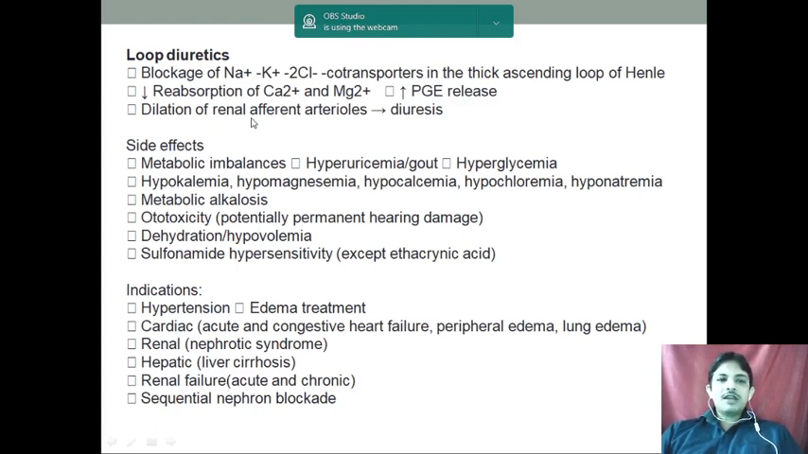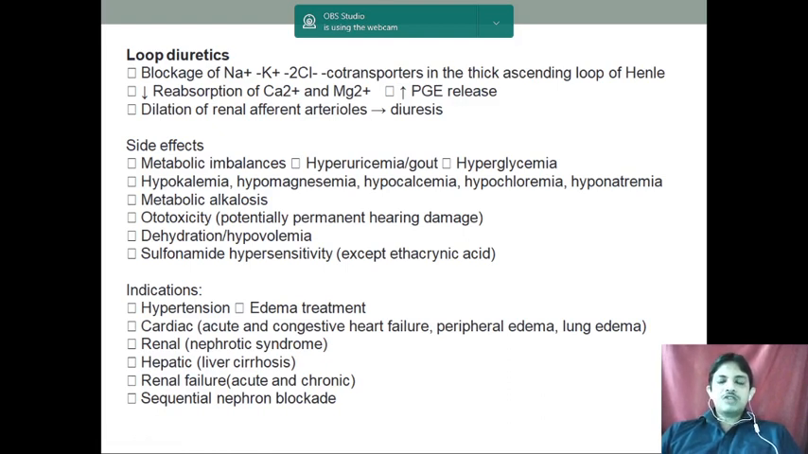What are the side effects? The side effects are metabolic imbalance, hyperuricemia and gout, hyperglycemia, hypokalemia, because again they are increasing the excretion of these ions. Hypomagnesemia, hypocalcemia, hypochloremia, hyponatremia. Next is metabolic alkalosis. Ototoxicity, that is hearing damage, can occur. Of course it is rare, but dehydration and sulfonamide hypersensitivity, of course not with ethacrynic acid. So this is about the loop diuretics.